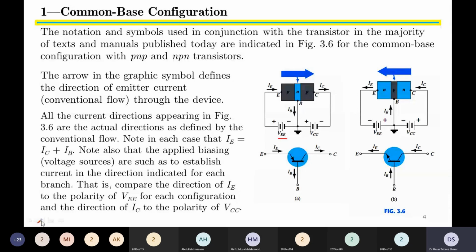So either we can look at NPN or we can look at PNP. We always have to forward bias base emitter and reverse bias base collector.